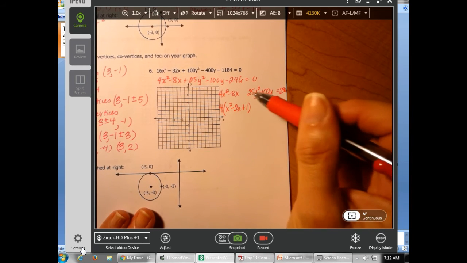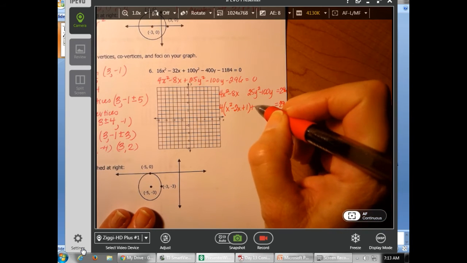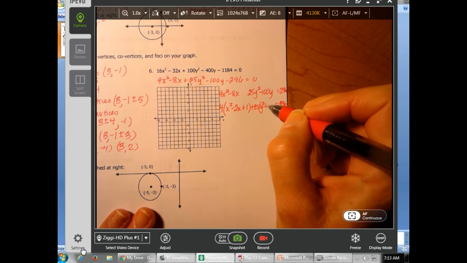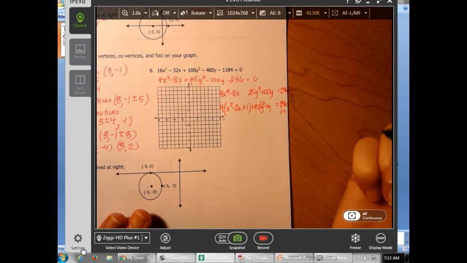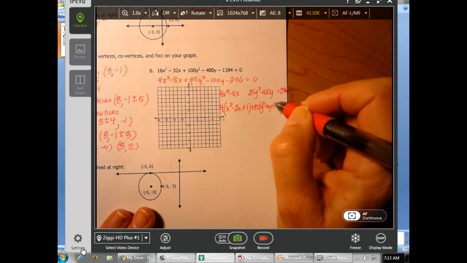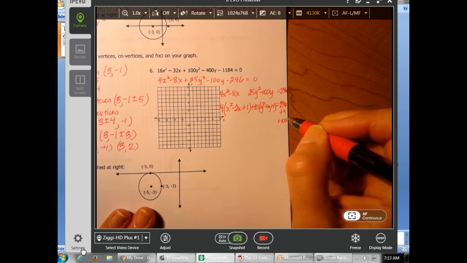Then I had to do the same thing for the y. So I'm going to kind of try to fit this in here. It's going to be a little crowded. So 25, and then I have y squared minus 4y, because negative 100 divided by 25 is negative 4. Half of negative 4 is negative 2 squared is 4. But did I really add 4? No, I really added 100.